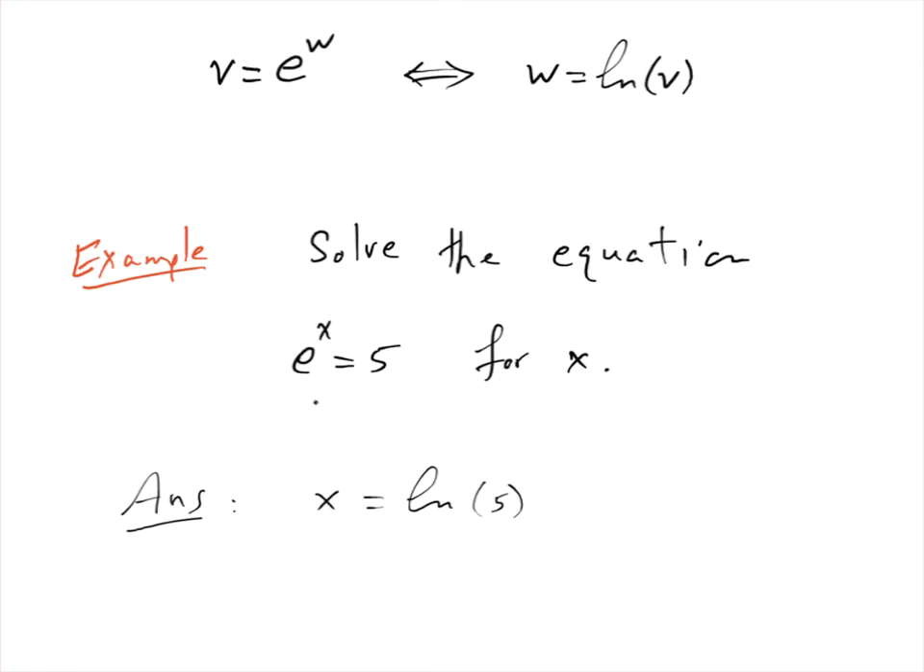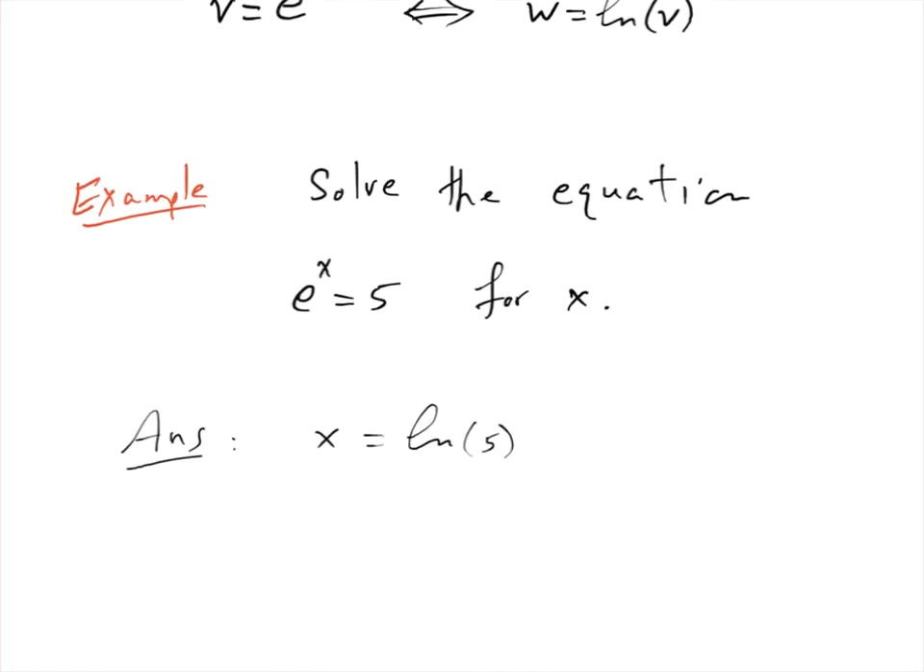So again, here x is the input, 5 is the output of that function, e to the x. When you reverse that, you input 5 in ln, and the output would be x. So that's how these two functions are related. They are inverses of one another.